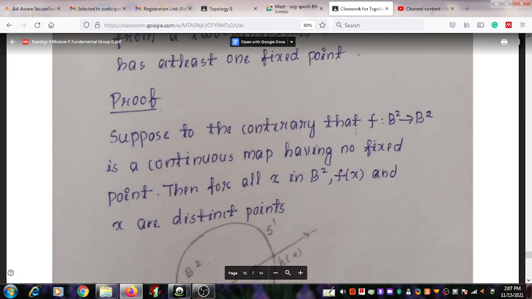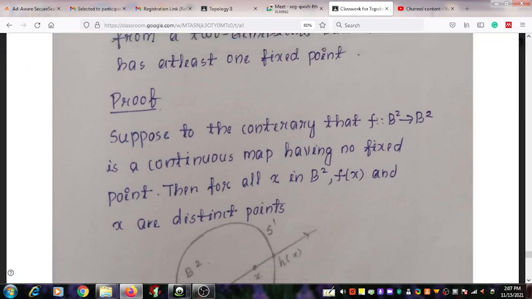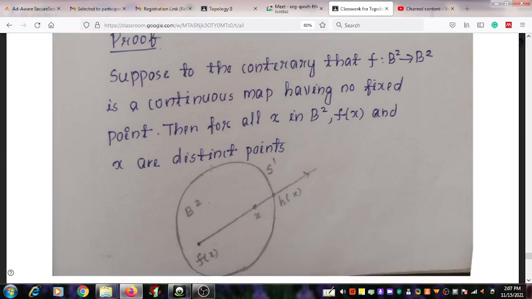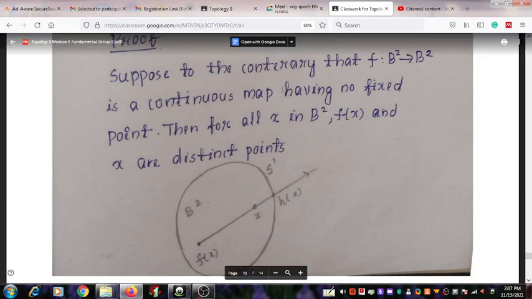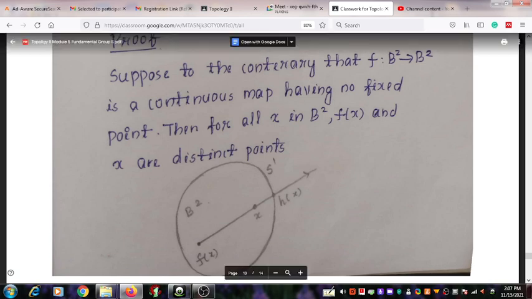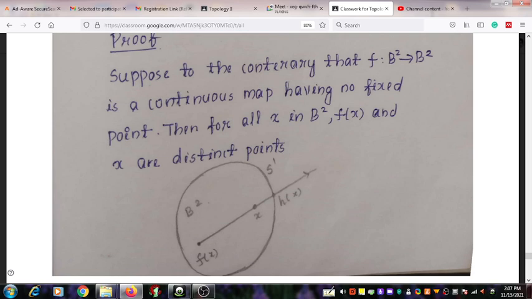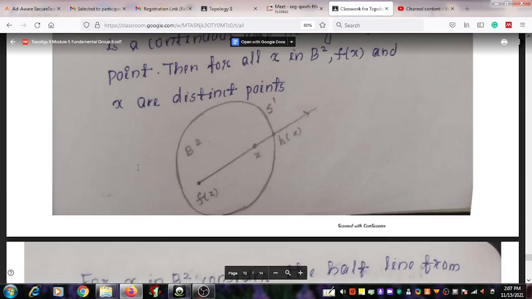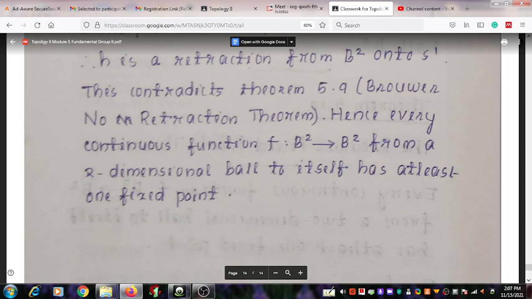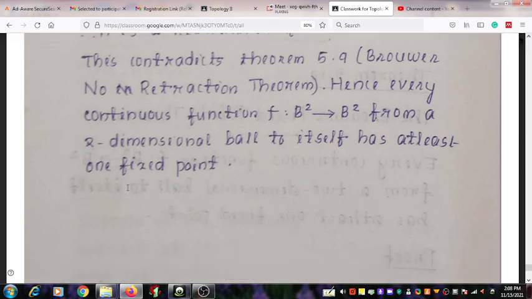In the beginning we assumed that there exists a continuous function f from B2 to B2 which does not fix any point of B2. That was the loose assumption that we took. So the contradiction that we have finally obtained might be due to that assumption, so we have to correct it. It can be corrected like this: every continuous function defined from B2 to B2 fixes at least one point. By this we come to the end of the result, the Brouwer fixed point theorem. Okay, thank you.